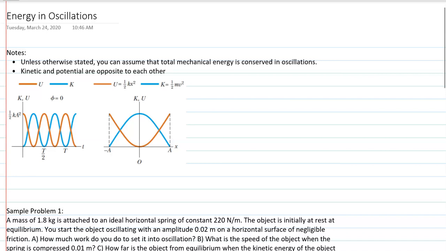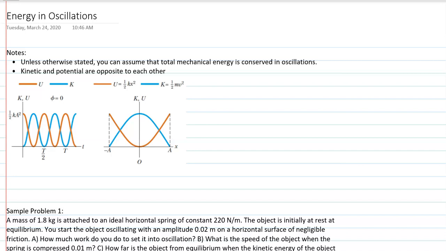In this video, we are going to look at energy and oscillations. So we're going to take just a couple bullet points of notes and do 2 sample problems. As I mentioned in an earlier video, unless otherwise stated, you can assume that the total mechanical energy is conserved in oscillations. And what that means is that kinetic and potential are kind of opposite to each other.